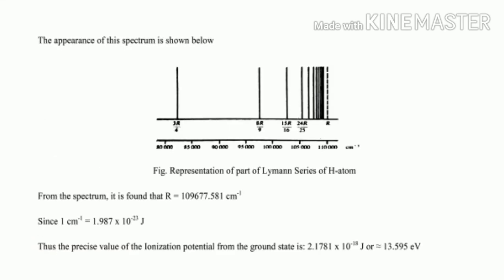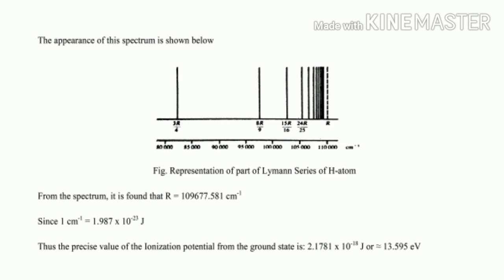The appearance of this Lyman series spectrum is shown below. Here you can clearly see the different lines in the Lyman series. This one is the first line in the Lyman series, this one is the second line, this one is the third line and so on. From this spectrum it is found that the value of R is equal to 109677.581 cm⁻¹, which is obtained from this spectrum only.